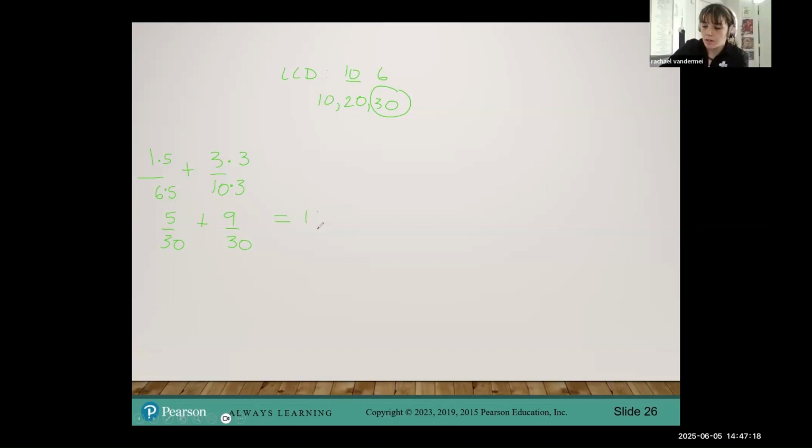14 over 30. And then when I simplify this, what can I divide numerator and denominator by? 2. Right? And I get 7 over 15. Okay, now what's the first choice of the multiple choices?